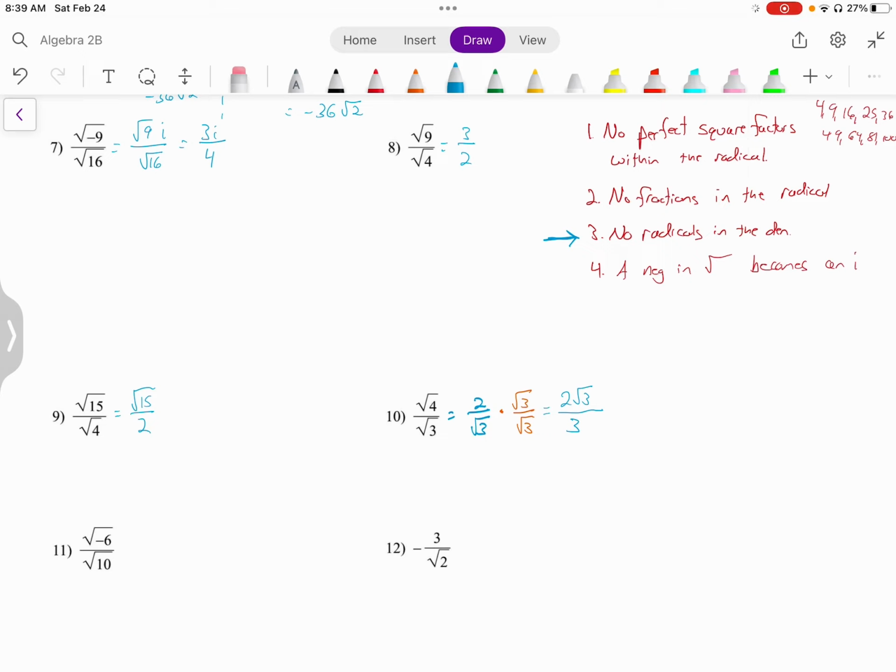Number 11. Again, we can automatically remember there's a negative under the square root, so we have to bring out an I. This one, within the square root, there's a 6 and a 10, both under the square root in the fraction, so we can reduce by 2. So this is 3 and 5. I'm going to go ahead and rewrite that just so we're not working with crossed out things here.